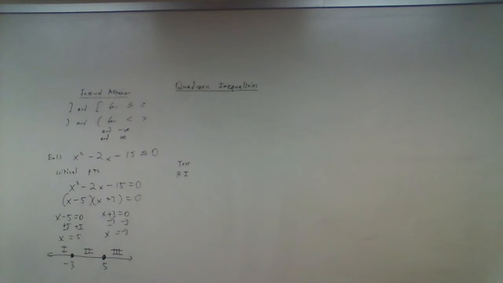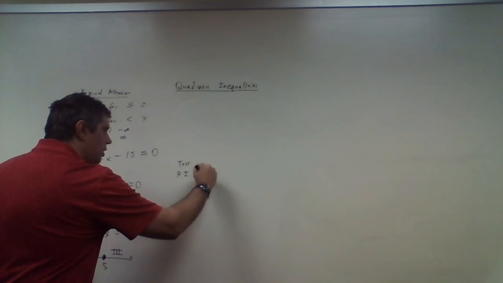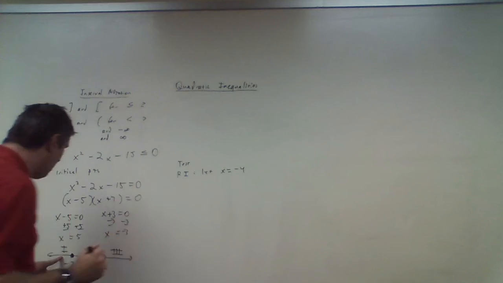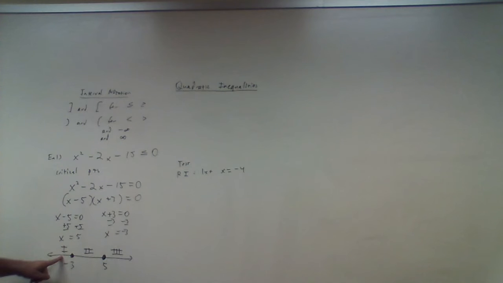Region 1. When you're testing your region, you pick a number that is in that region. So in the case of region 1, we cannot use negative 3. We can use negative 3.1, negative 3.2, negative 4, negative 5, negative 6, negative 7, anything over in this area, but normally people choose the next integer value in. So we let x equal negative 4. Well, we use 0 anytime we can, but 0 is not in this region. So we pick negative 4, which is the first integer in this region.